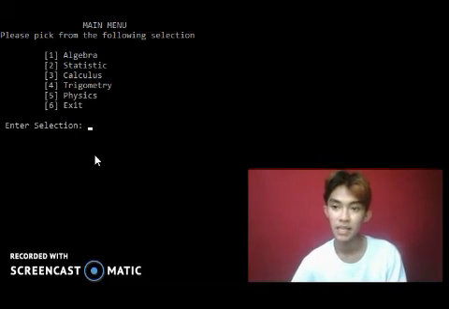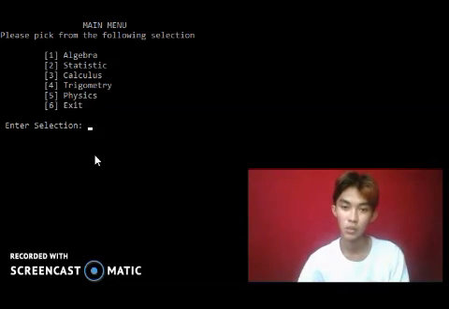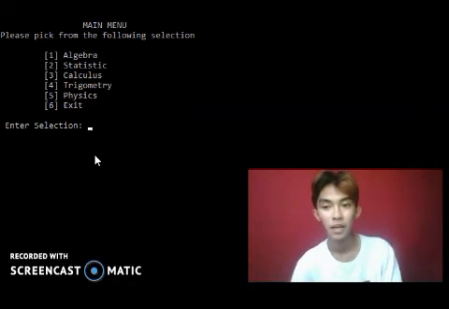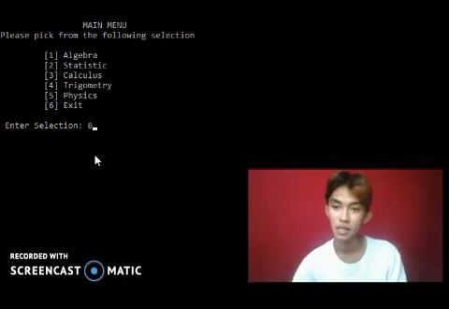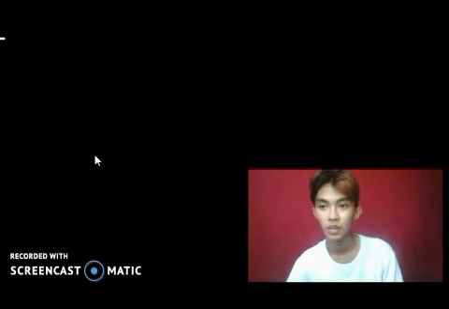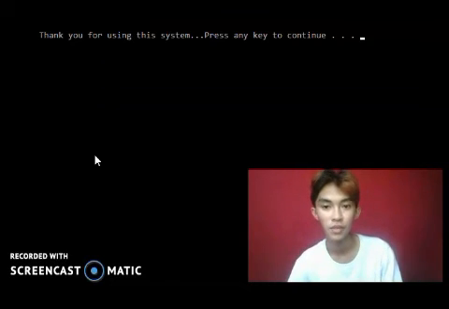So last but not least, the exit button, number 6. Let's see if it's working. I almost forgot. So okay, let's go for number 6. Never mind. So the exit button. The computer will output, thank you for using the system. Press key to continue.